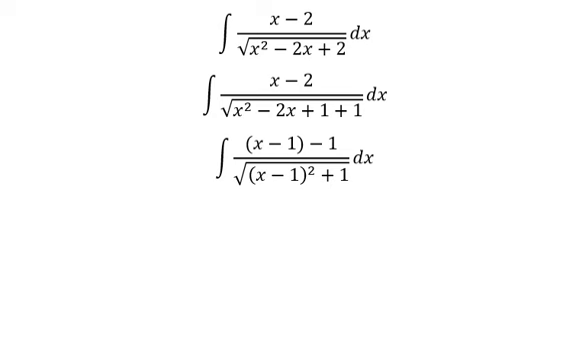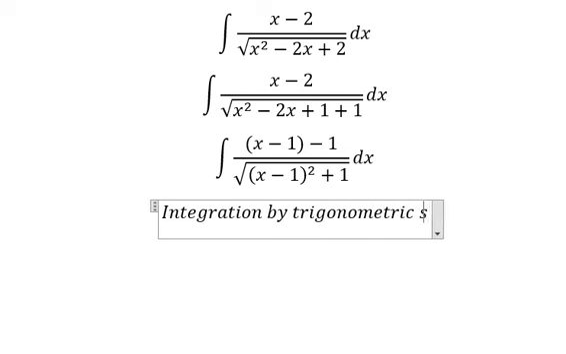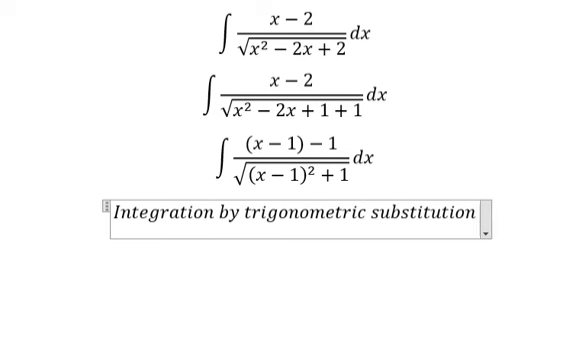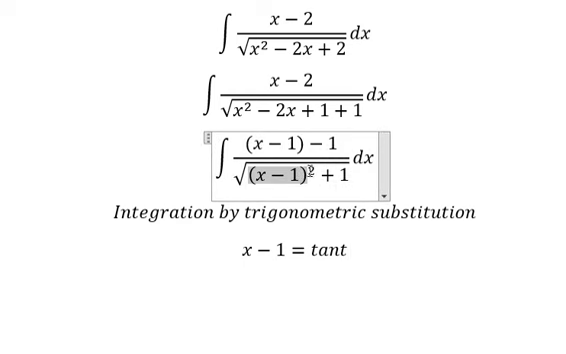Next, we can use integration by trigonometric substitution. So I will put s minus 1 equals tan t, because then we have tan t squared plus 1, which we change to secant of t squared, and later we simplify the square root and ds.